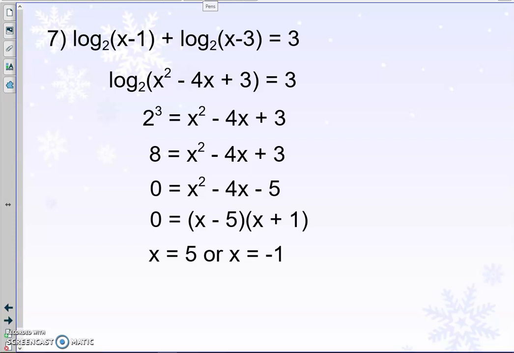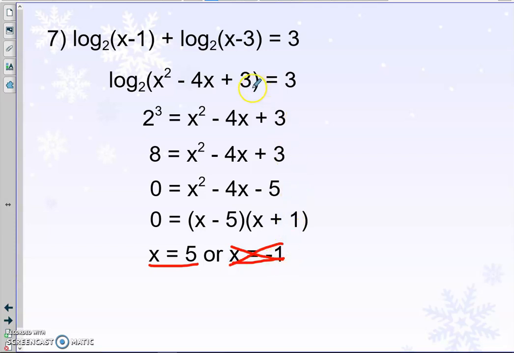But we're not done. We're not done until we go back and we check our answer. When x is 5, I put a 5 in here. 5 minus 3 is 2. That's a positive number. That's okay. I put a 5 in here. 5 minus 1 is 4. That's also a positive number. I'm okay with that. When I put a negative 1 in for x, negative 1 minus 3, that's a negative number. I'm going to have to throw that out.